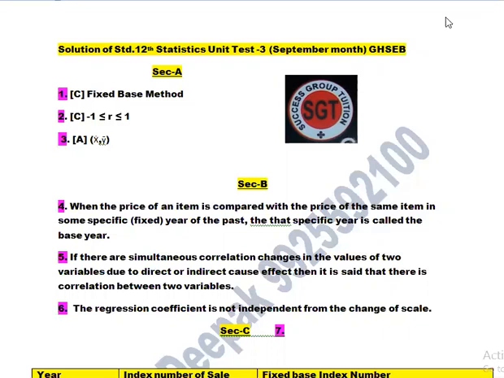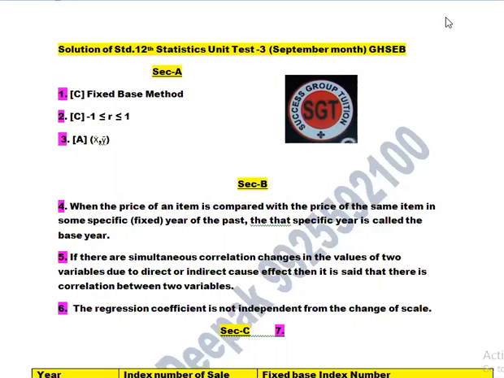Section A, MCQ. First, which method is useful to compare the long-term variation in the values of the variable? Correct option is C, fixed base method. Second MCQ, what is the range of the correlation coefficient r? The correct option is C, -1 less than or equal to r less than or equal to 1. Third MCQ, the regression line always passes through which point? The correct option is A, X bar, Y bar.